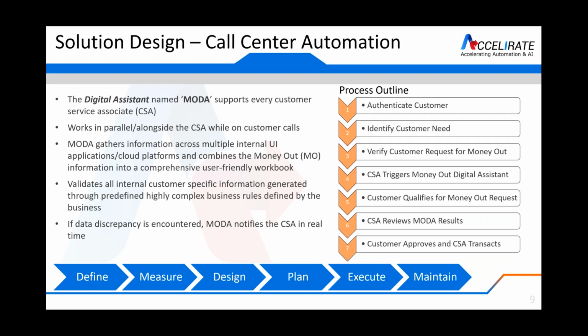From this point forward, the agent triggers the digital assistant, which goes to the different UI applications and cloud platform, and combines the money out information into a comprehensive, user-friendly workbook. It also validates all the internal customer-specific information generated through predefined, highly complex business rules. In the case that there is a data discrepancy, it will notify the agent. So the agent will review the result with the customer, and with the customer's approval, move forward.